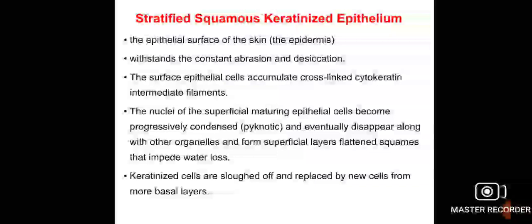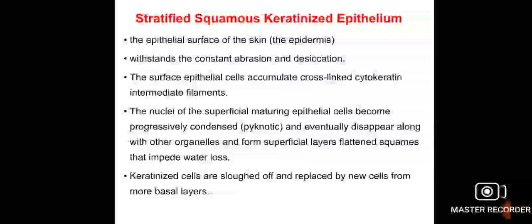We are talking about the surface cells. In the case of stratified squamous keratinized epithelium, the nuclei of the surface cells become progressively condensed, pyknotic. It means the nuclei die and eventually disappear along with other organelles, and form superficial layers of flattened squames that impede water loss.